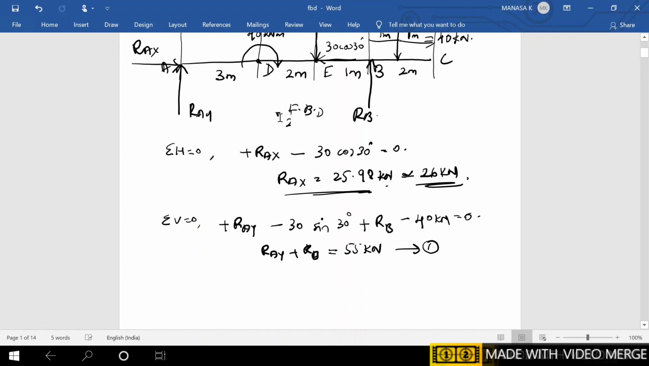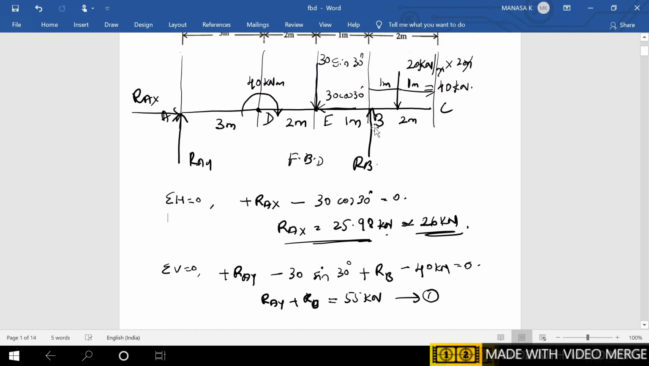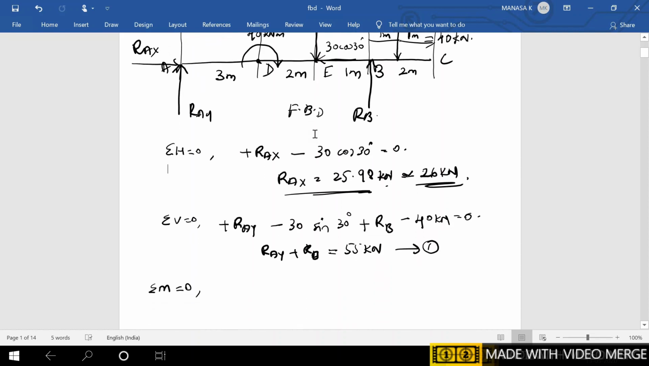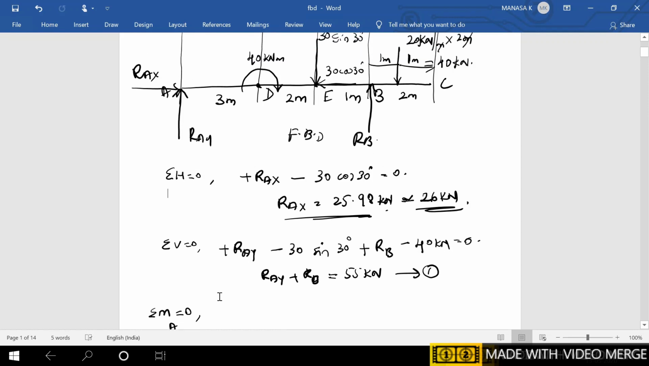Next we apply sigma m is equal to 0 at any point, that is at A or B, wherever the support is present. So I'll take at A, so Rax and Ray create moment equal to 0. Next, do not leave this moment now, since we are taking moment or couple which is a product of any one of the force and the perpendicular distance between the two equal, opposite, parallel forces. So either I can call it a couple or a moment of a force.